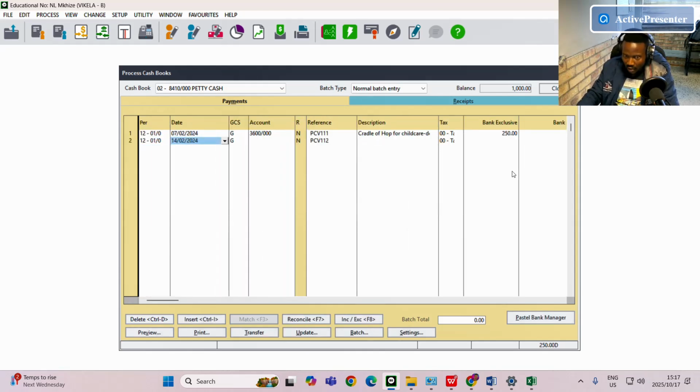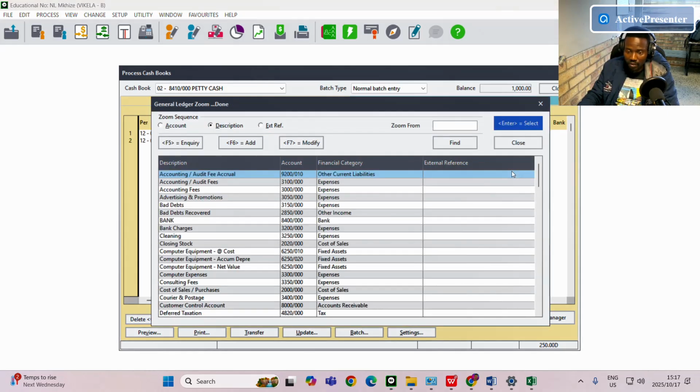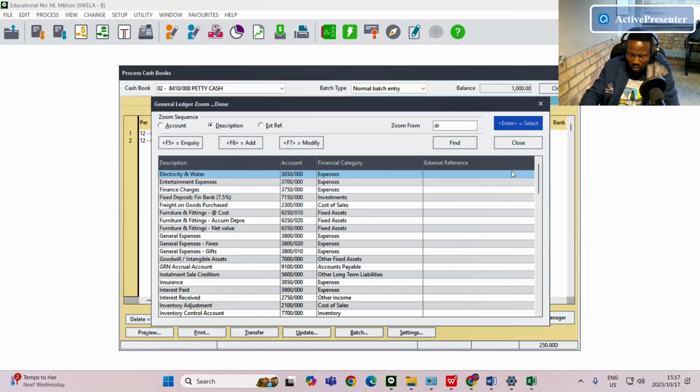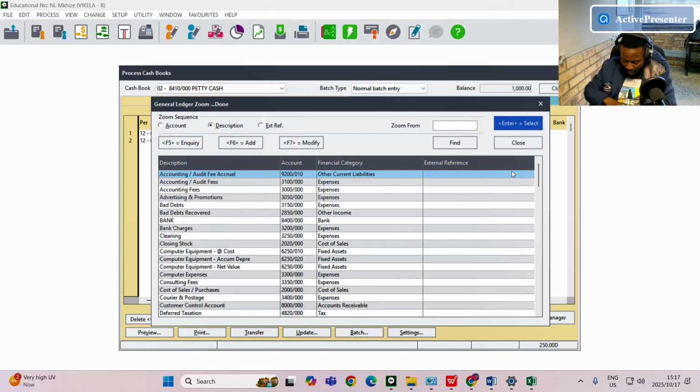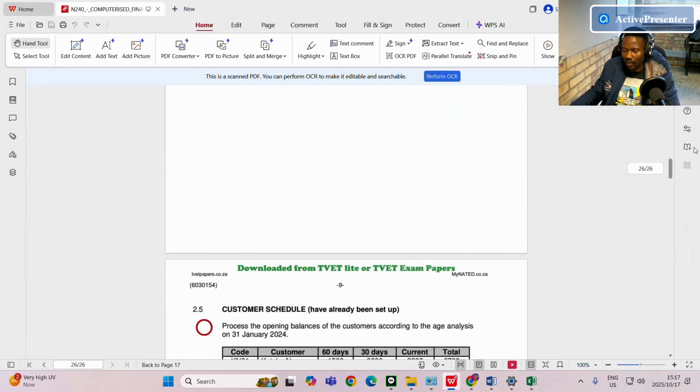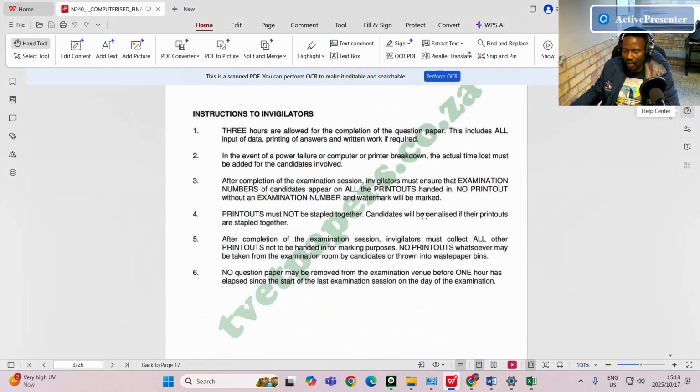Second one is the 14th. It says petrol from Caltex for owner's lawnmower. Definitely that's drawings. So I'm going to be searching for drawings. Okay, I do not have drawings. So let me go check. Let me go check on the structure of the accounts.